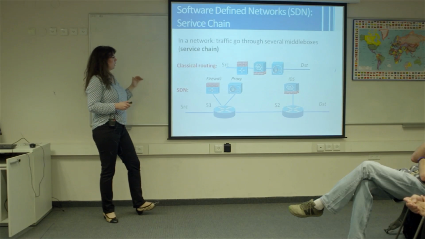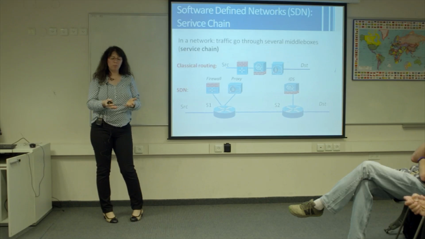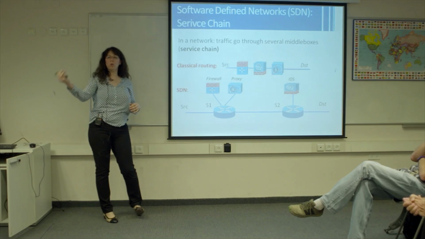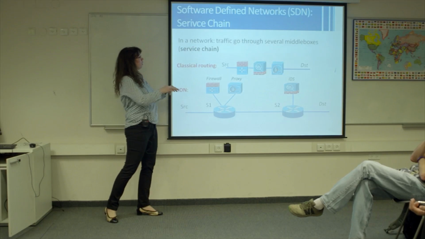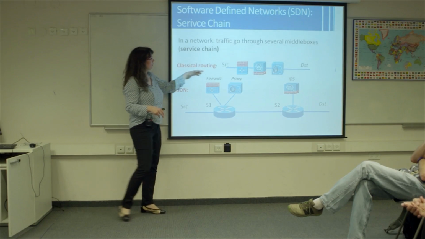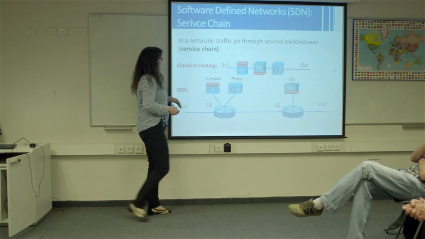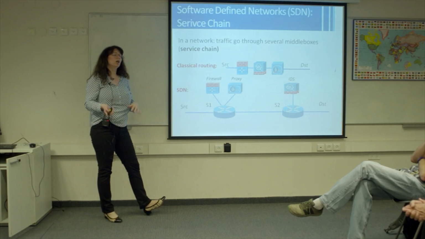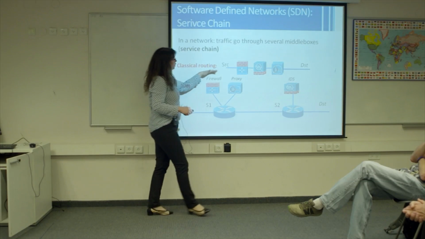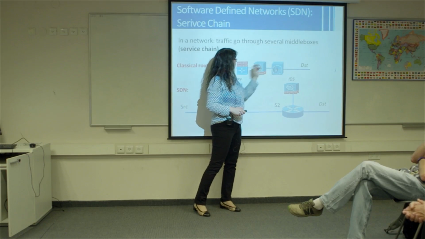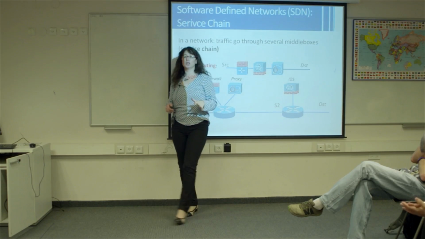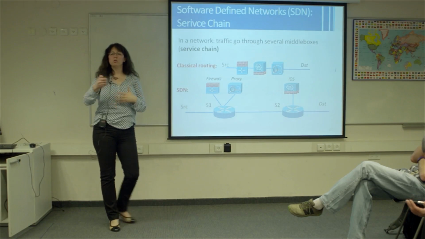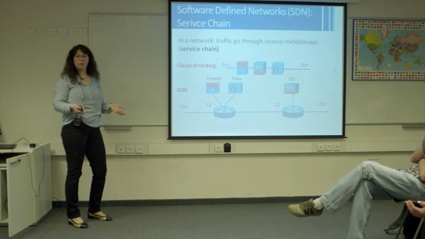Okay? Until now, I talked as if the traffic goes through one middle box. But usually in a network, the traffic goes through several middle boxes. It's called a service chain. And in classical routing, usually you would have to put the middle box on the route between the source and destination, because it was hard to control the forwarding of the packets.